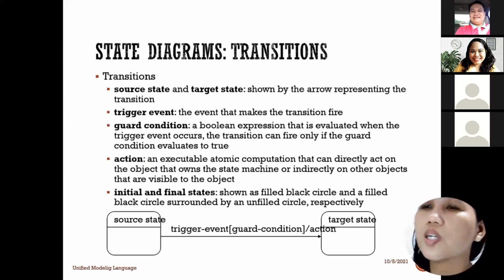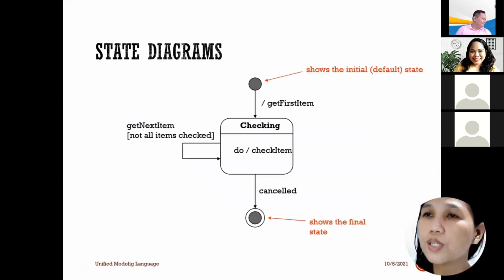State diagram in a transition. A transition is a source state and the target state. So we have here two diagrams showing the arrow representing the transition, and then we have the trigger event. This is the event that makes the transition fire. The guard condition is a Boolean expression that is evaluated when the trigger event occurs, and then the action is an executable atomic computation that can directly act on the object. The initial and final states are shown as a filled black circle and a filled black circle surrounded by an unfilled circle, respectively.